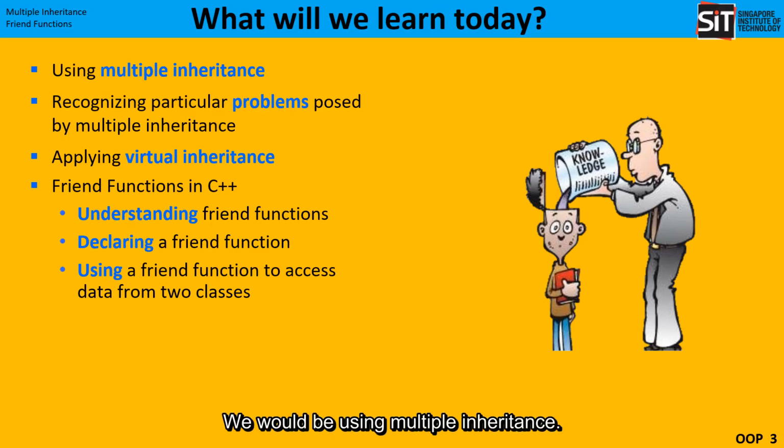We would be using multiple inheritance, recognizing particular problems posed by multiple inheritance, applying virtual inheritance, and we look into friend functions, particularly in C++. Understanding, declaring, and using a friend function to access the data from two classes.